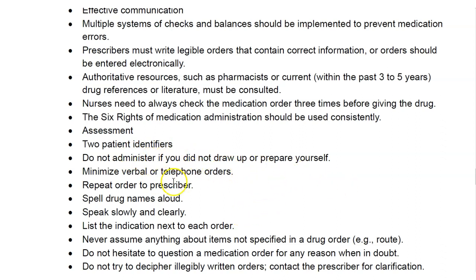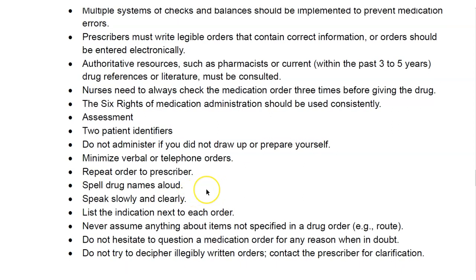And also we need to not administer a medication if we did not prepare it or draw it ourselves. We can't just accept a medication in a syringe without knowing what it is and give it to a patient. We need to be the ones withdrawing or preparing the medication. Also, we need to avoid verbal or telephone orders as much as possible, unless of course there's an emergency. If we get a verbal or telephone order, we need to repeat back, read back the order, right? To make sure that that's what the doctor prescribed.